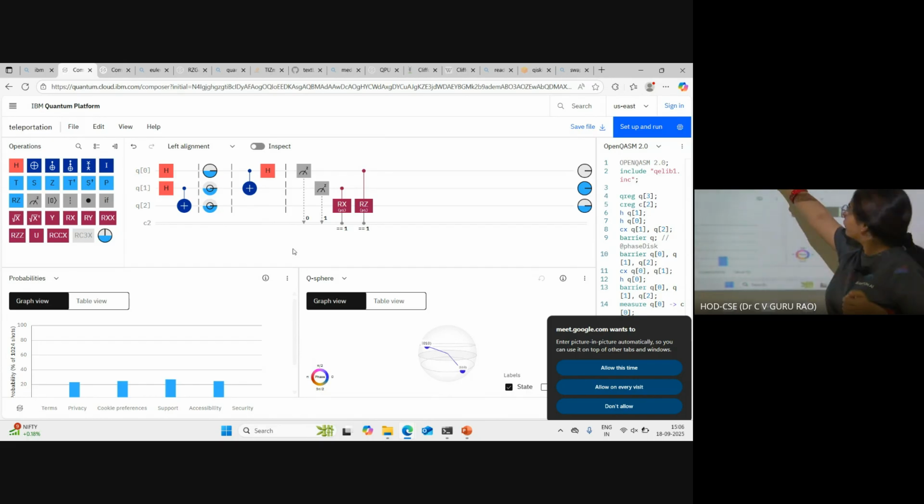Now Q1 is already entangled with Q2. If Q0 is correlated with Q1, then whatever Q1 is after the measurement, that information will be transferred to Q2 without doing any kind of work. Okay?